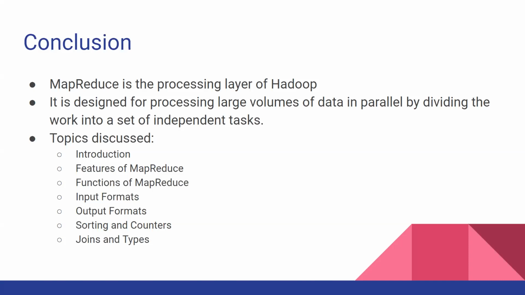So far as the conclusion is concerned, MapReduce is the processing layer of the HDFS file system, and it is used for processing large volumes of data in parallel and in sequence by dividing the work into small chunks of independent tasks. Instead of processing all the data at once, we distribute the data into multiple chunks, and then we process each and every piece individually. Hence the name HDFS, Hadoop Distributed File System.